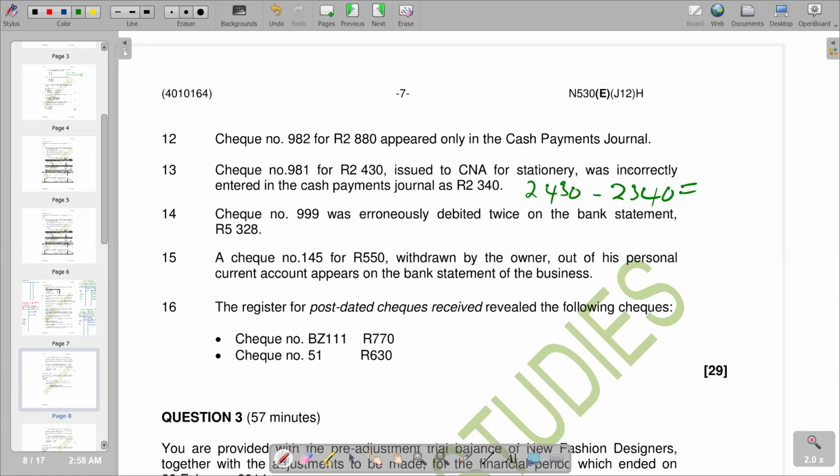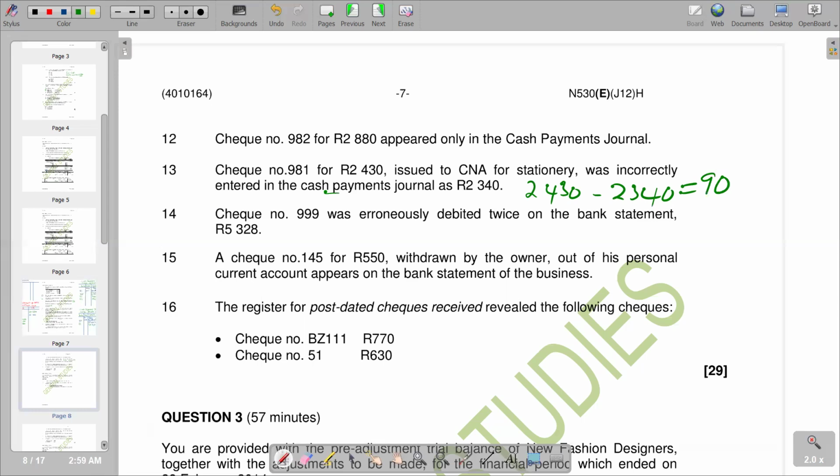This is CNA. Let's just try to calculate as such. We'll say 2,430 minus 2,340, and we are going to get 90. So our answer here is 90. So you need to put 90 on the credit side under payments, because this check is under cash payments, as indicated. So we need to put 90 so that this 2,340 gets to 2,430.